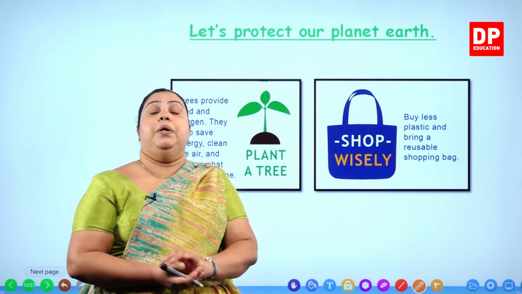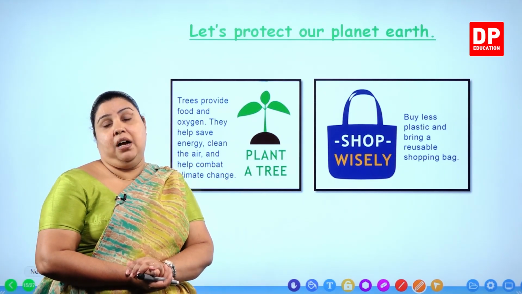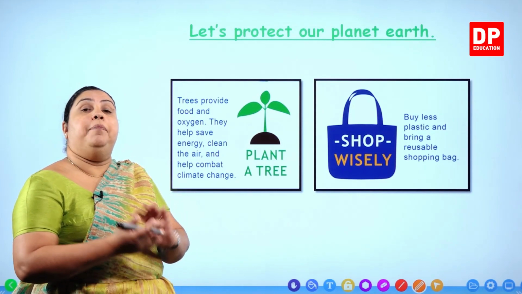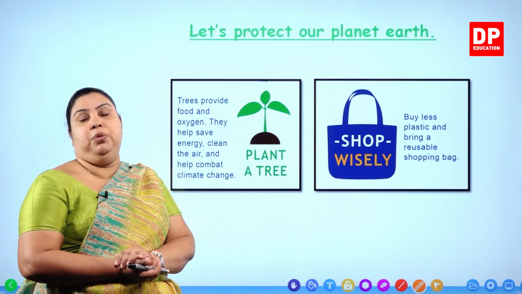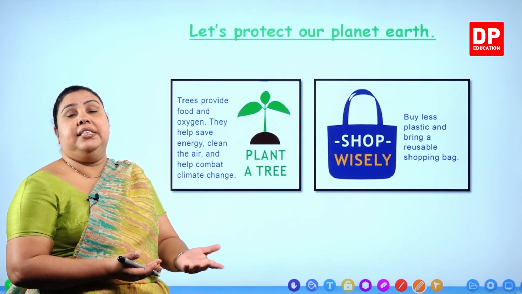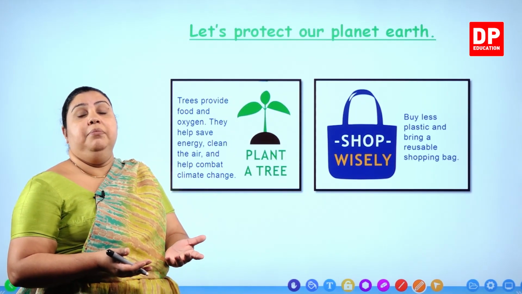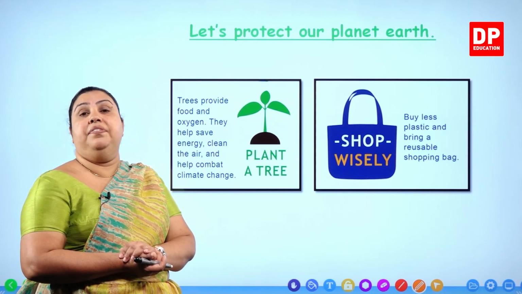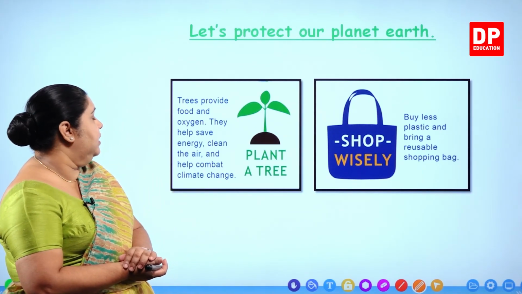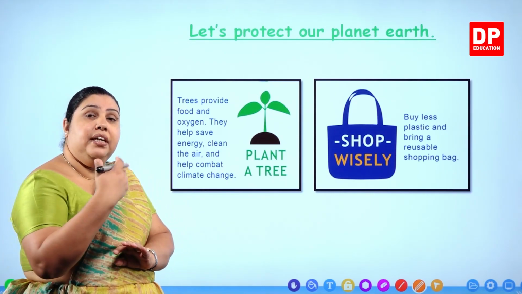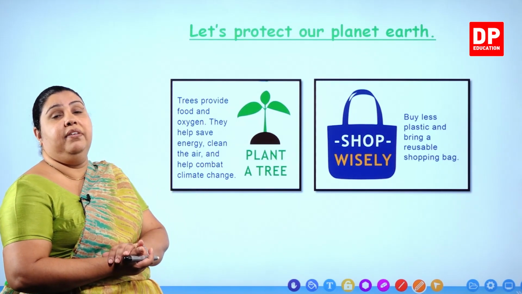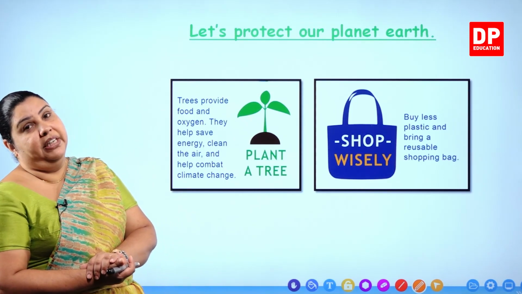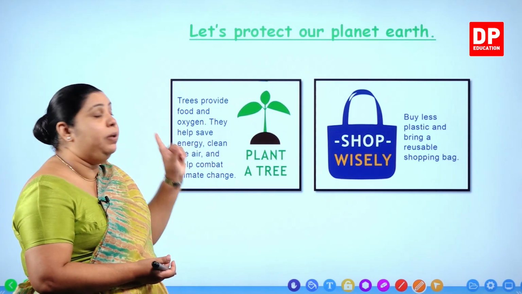So plant a tree. That is what we call the climate change. We have to save trees, plant trees. Trees give us oxygen. More than anything else, we need oxygen to live. So trees are the main source of oxygen that we get, natural oxygen. They clean our environment. So we need to plant a tree.